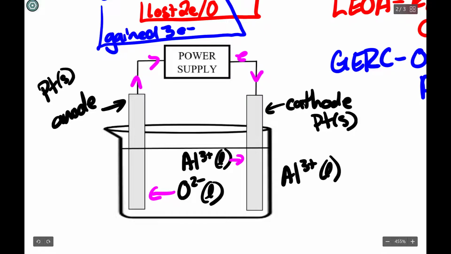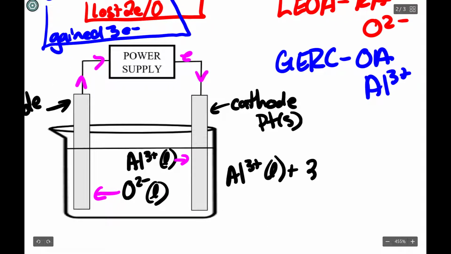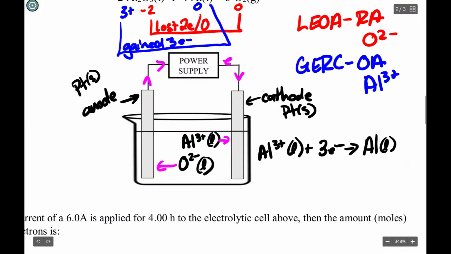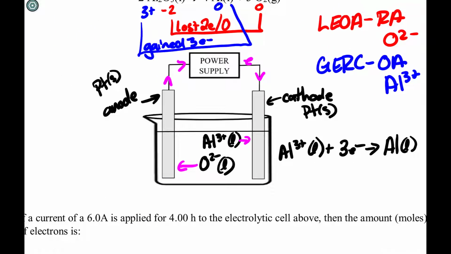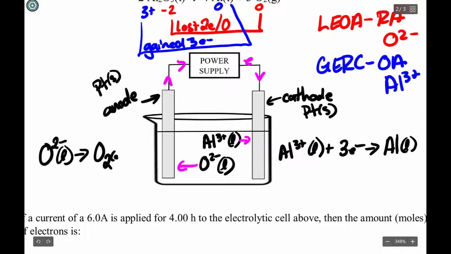The Al3+ liquid would gain 3 electrons and become Al liquid. This would then be cooled off to turn it into aluminum solid. Over here we would have O2- liquid. This would lose 2 electrons, become O2 gas plus 2 electrons.